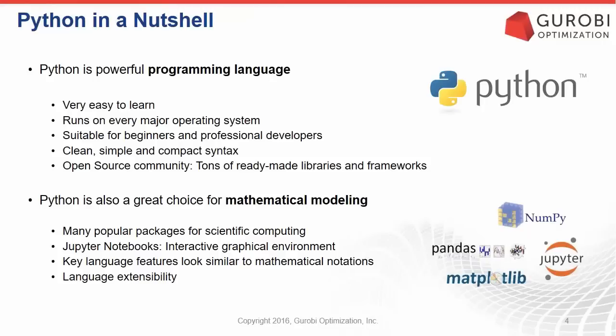Python is an open source software, which means it's not only that it's available for free, but it also got tons of ready-made libraries, so you can download them from the internet and use them for your own project. Having said that, Python is a programming language, but it's also a good language for mathematical modeling. So there are many popular packages for scientific computing that are available. Free packages, you see a few here on the slides.